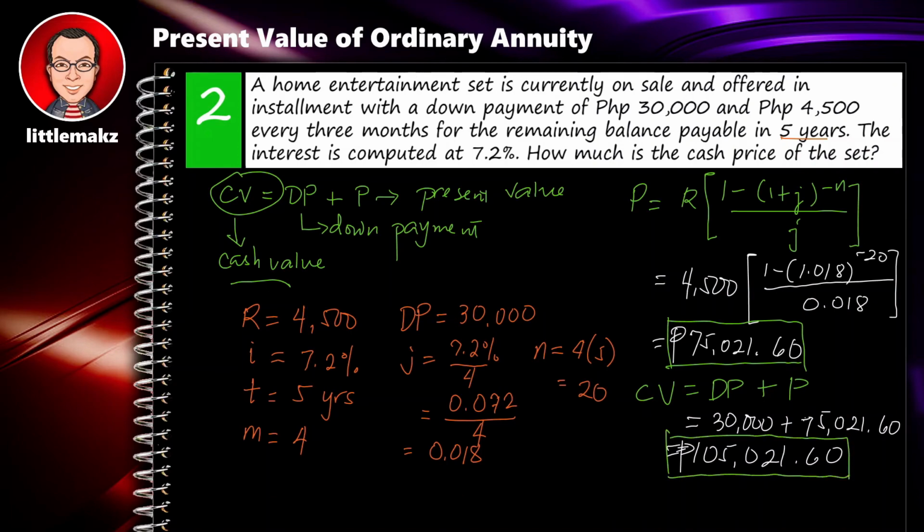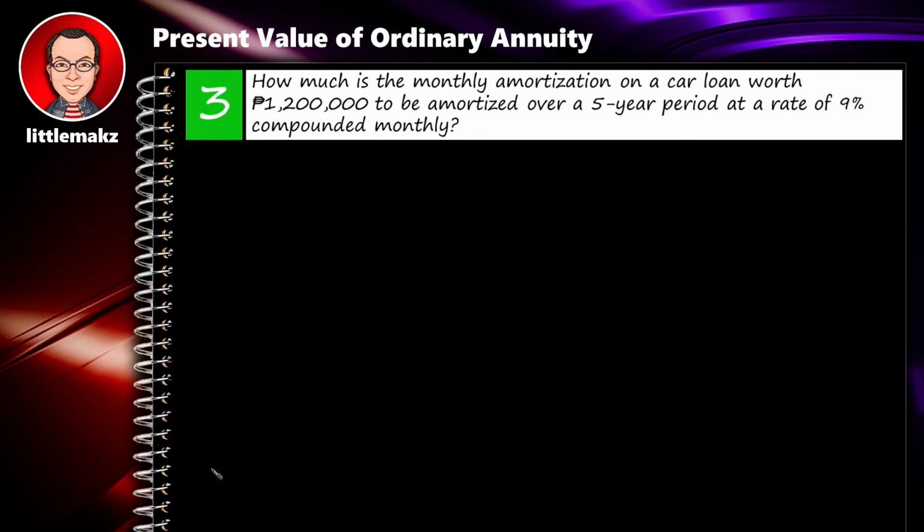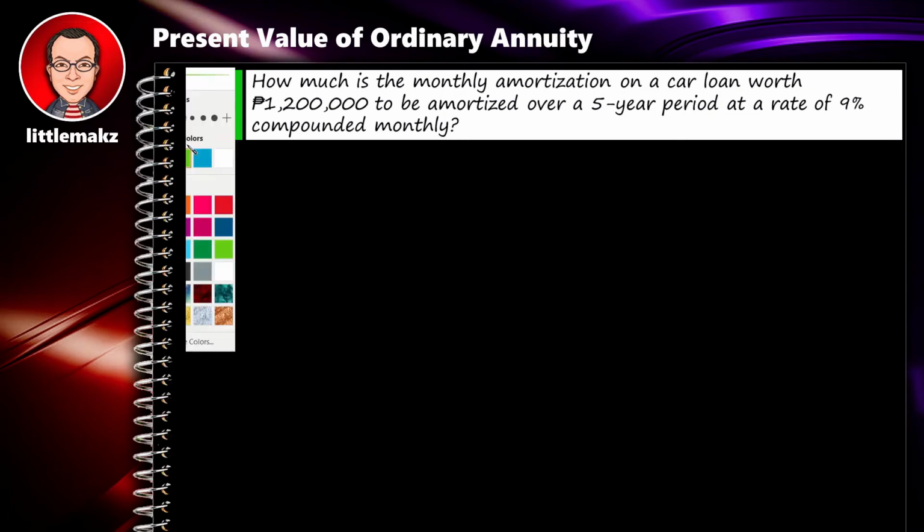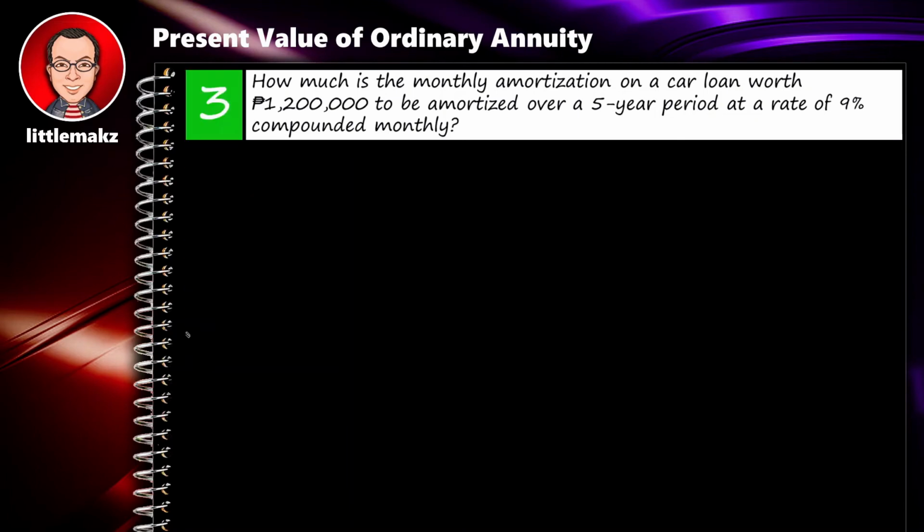Now we go to our last problem. How much is the monthly amortization on a car loan worth 1,200,000 to be amortized over a 5-year period at a rate of 9% compounded monthly? Here, we take note that the given values are the following. You are asked for the monthly amortization.